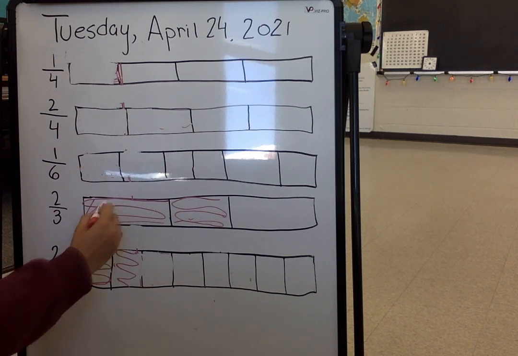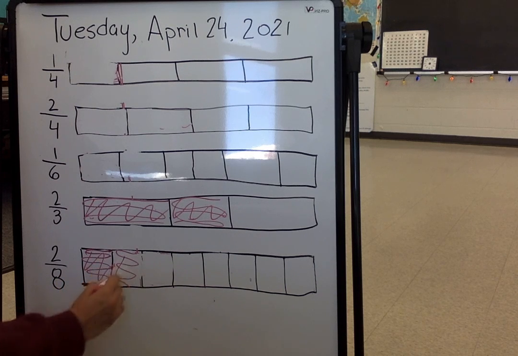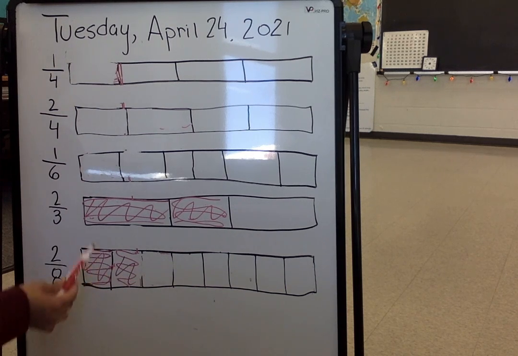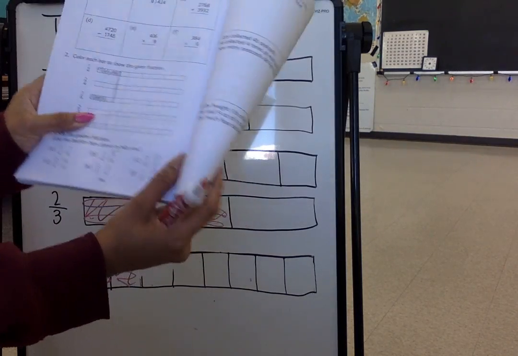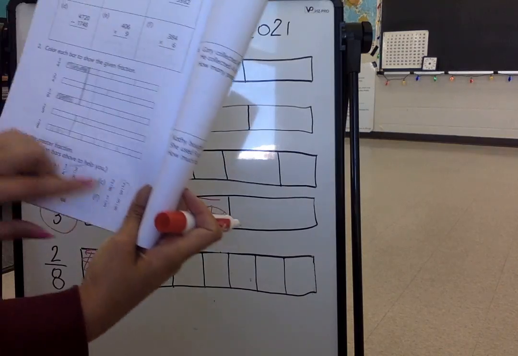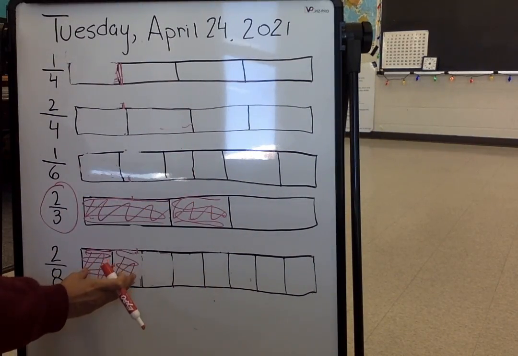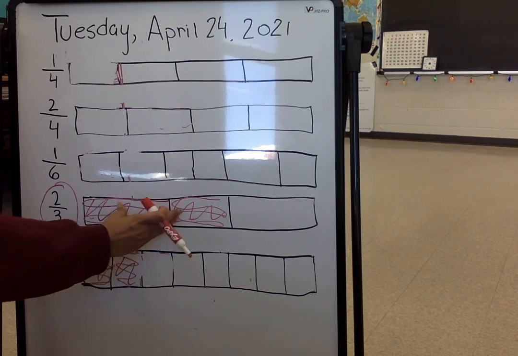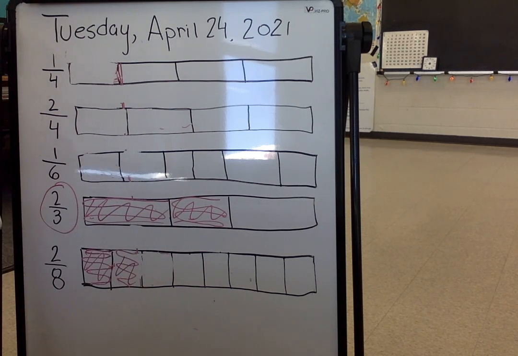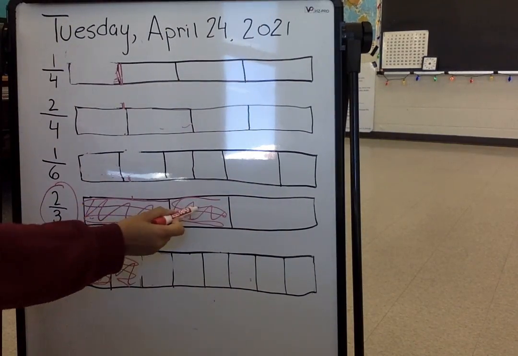Look at this and tell me which one is the bigger fraction. 2 over 8, which is this, or 2 over 3. Which one's bigger? It obviously is 2 over 3, right? 2 over 3 is the bigger fraction. Look at that big chunk that's shaded. And over here, we only have this much that's shaded. So 2 over 3 is the bigger fraction because look.